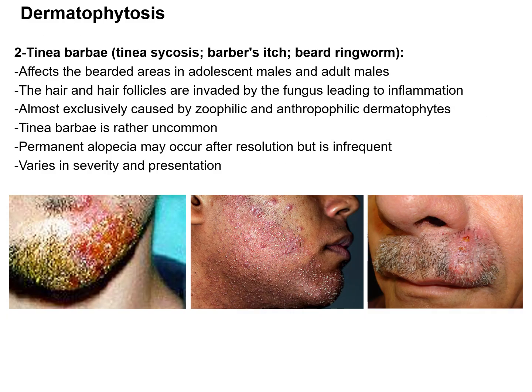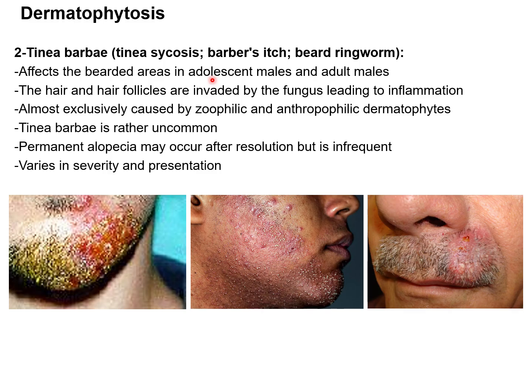The second type of dermatophytosis is tinea barbae. This is also called barber's itch because you might catch it from the barber. This is the beard ringworm. Here we see this, of course, in adolescent males and in adult males, those who are bearded. Here we have infection of the hair of the beard, so the hair and the hair follicles are invaded by the fungus.